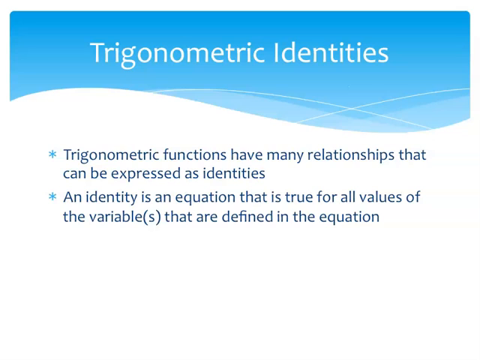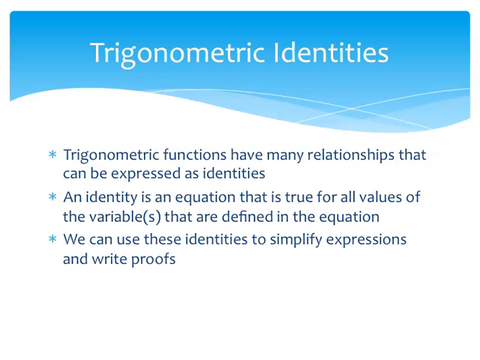So you'll notice that when we get to writing out these identities, we'll be writing it as sine of x equals this. And what it's saying is that no matter what value x is, that identity is going to still hold true. Now we can use these identities to simplify expressions and write proofs. So there are a couple of sets of identities.